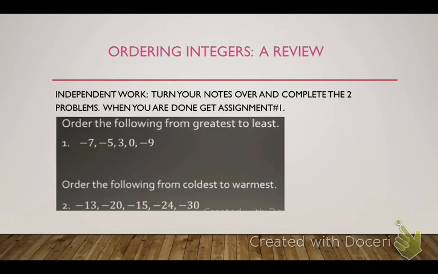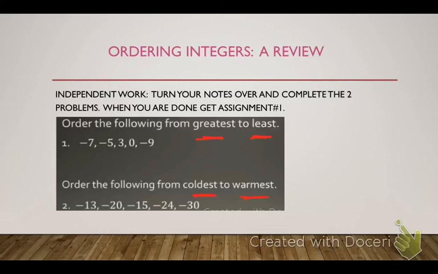Okay, so here we go. We want to make sure you turn your notes over, and we're going to do a little review. Independent work, turn your notes over, and you complete these 2 problems. When you're done, you get the assignment, finish that, take the exit ticket, and then start on the second assignment. So we're going to order the following from greatest to least. Make sure you read through that. You're going greatest to least, and also make sure you read the next one. It says coldest to warmest.